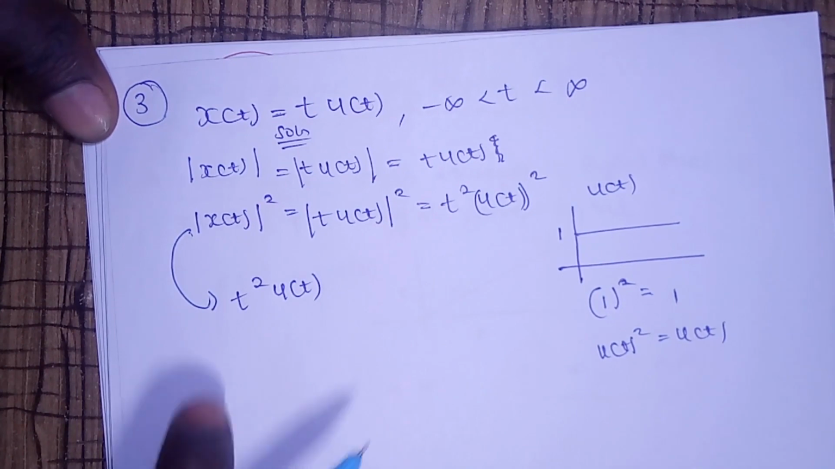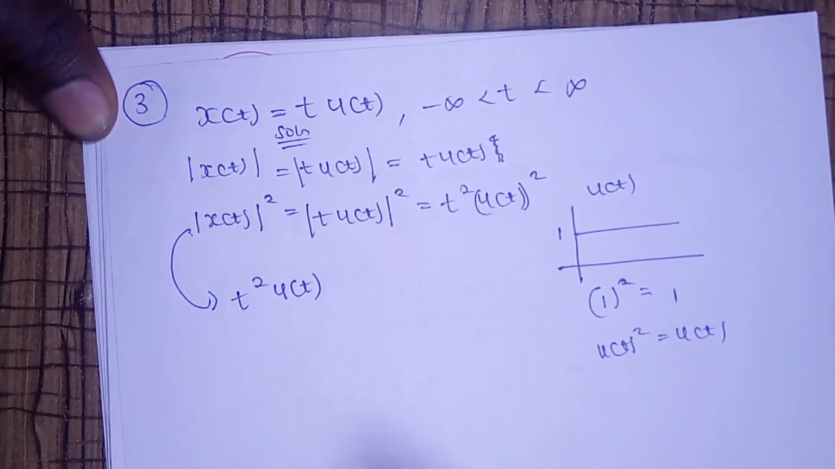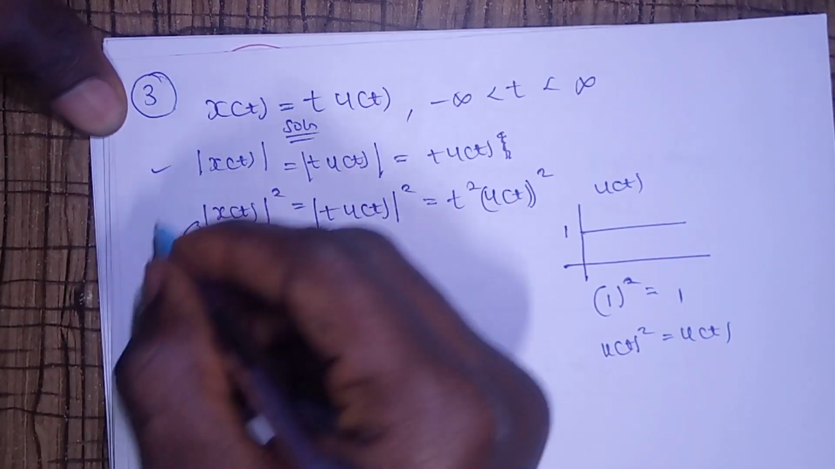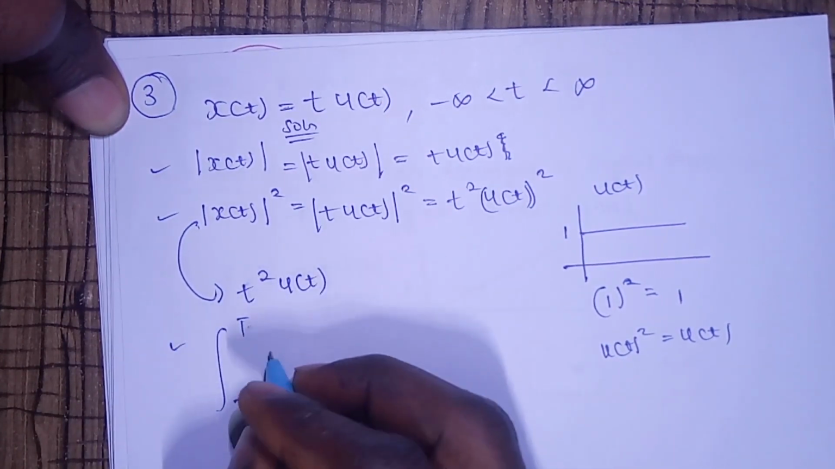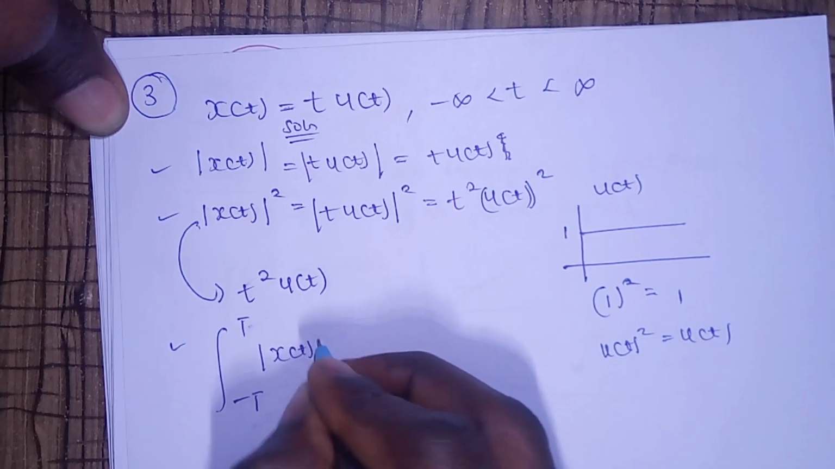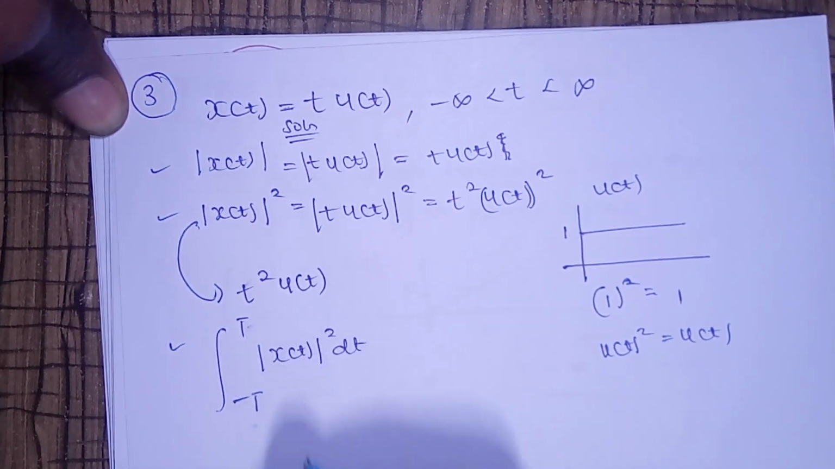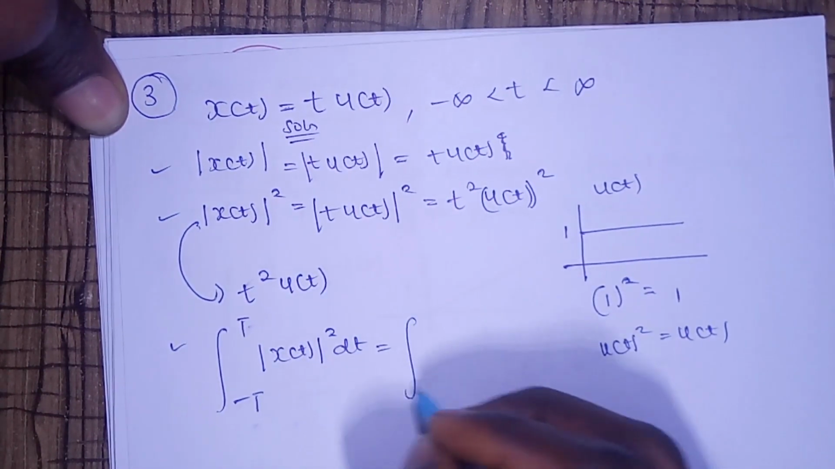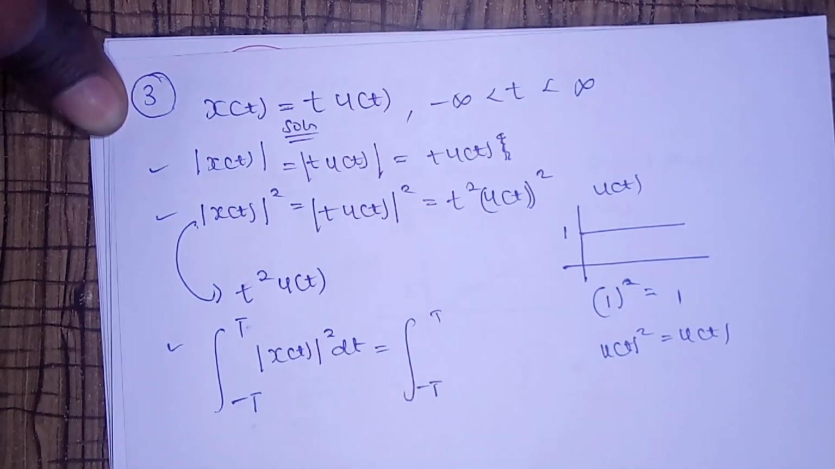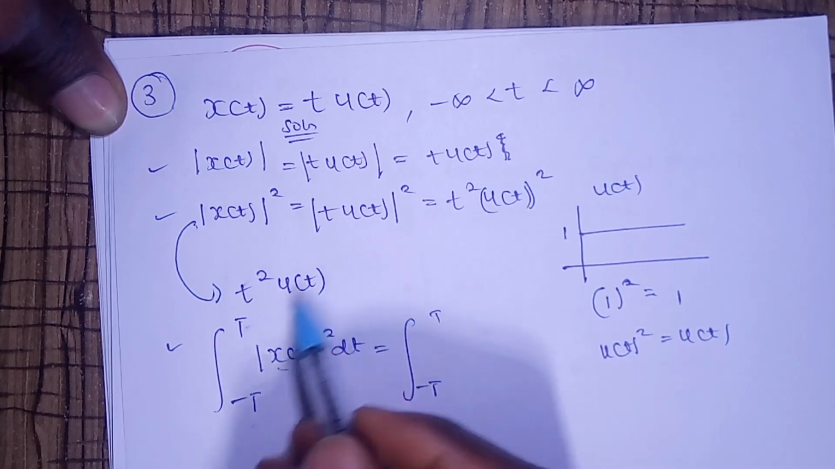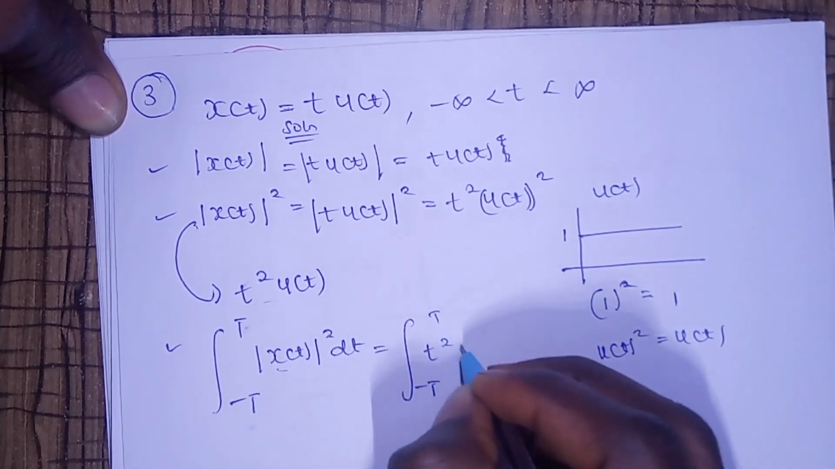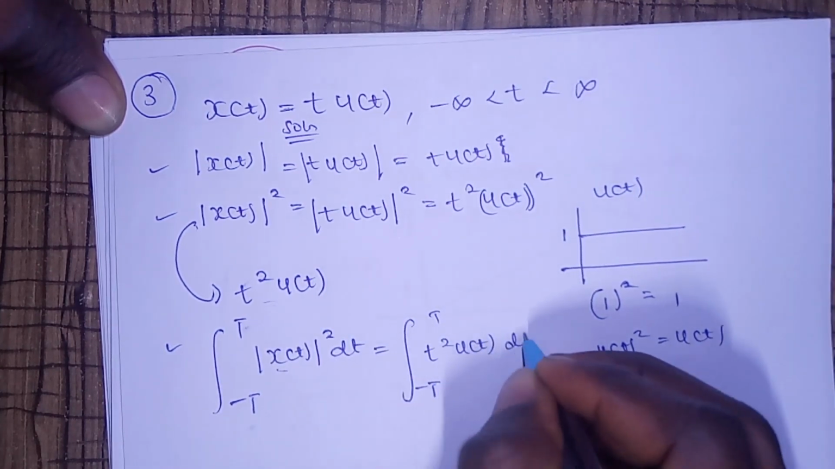So if this results in t squared u of t, the next step, which is the third step we did, is to take the integral from negative T to T of x of t squared. Never forget the dt as always. So this is the same thing as the integral from negative T to T, where x of t is the same thing as this. So we have t squared u of t dt.